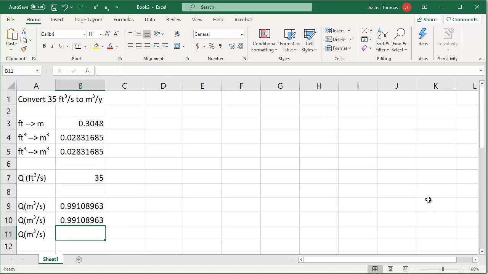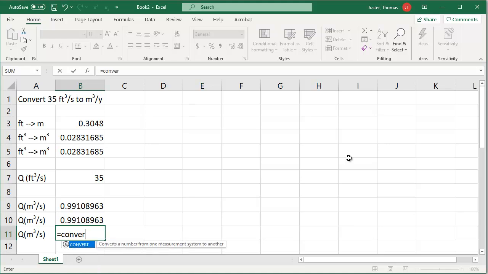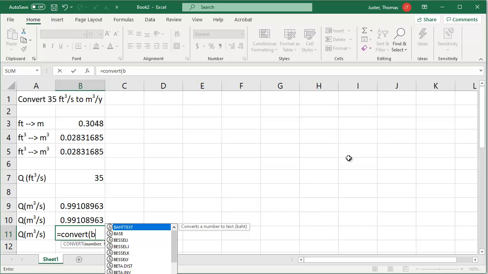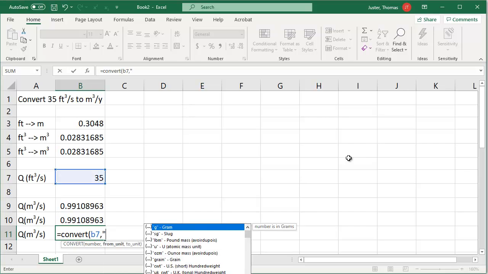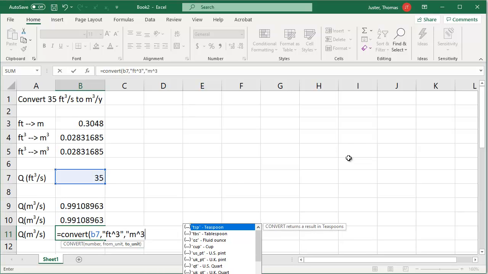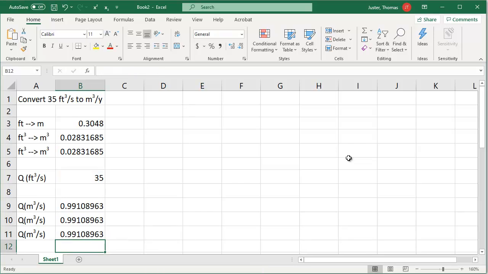Or instead of going the number times the conversion factor, I could just directly say convert 35 from cubic feet to cubic meters like this. So directly convert, not just 1, but 35, the number in B7, from cubic feet to cubic meters. There you go. Three different ways to do it. All right, that's the numerator.